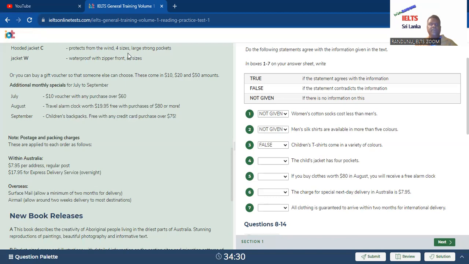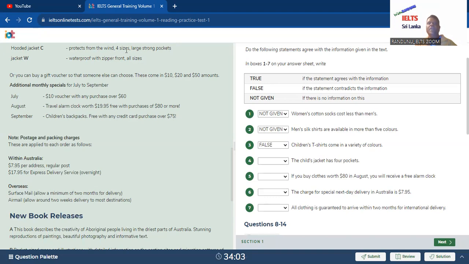Large. There are commas here, right? You have to note those commas. 4 sizes. There's a comma. Large strong pockets. So it doesn't say 4 pockets. It says 4 sizes. Large strong pockets. It doesn't talk about number of pockets.